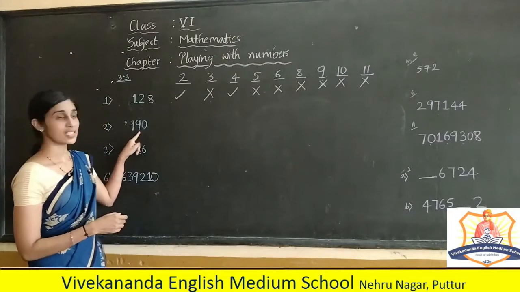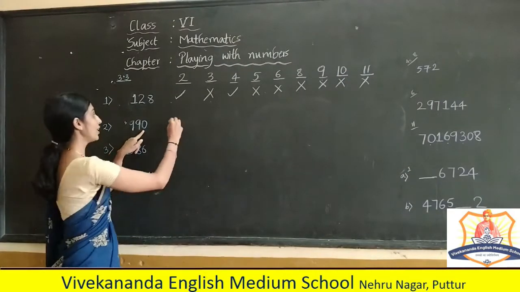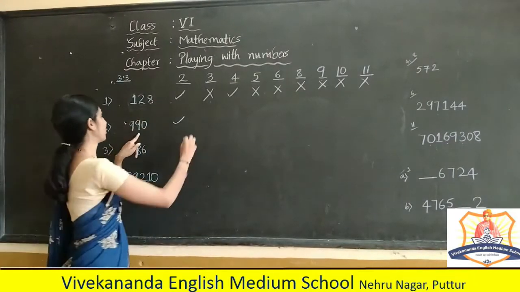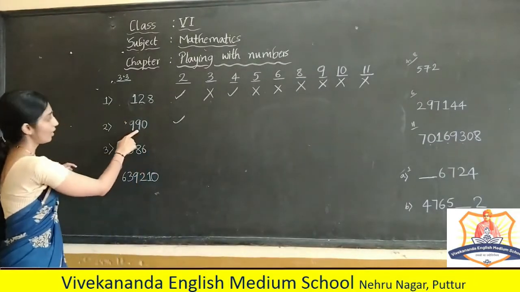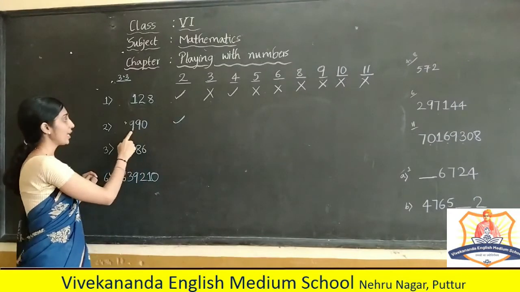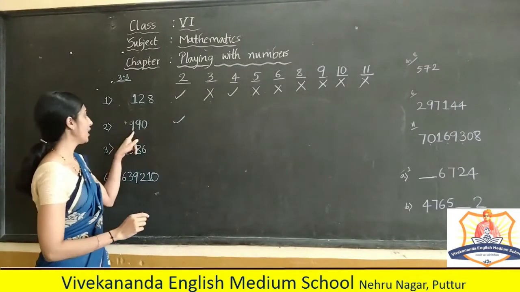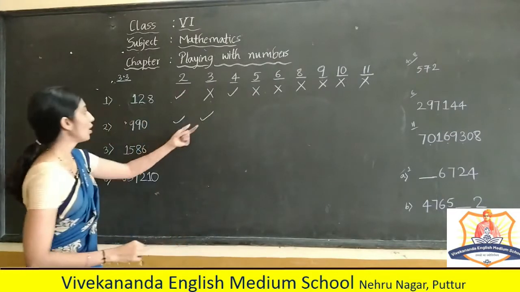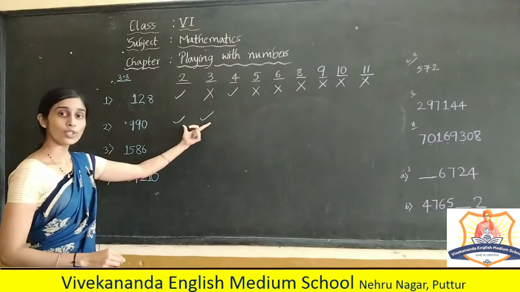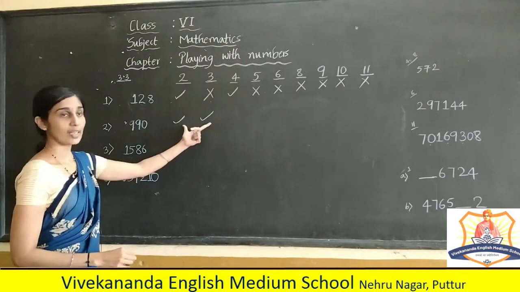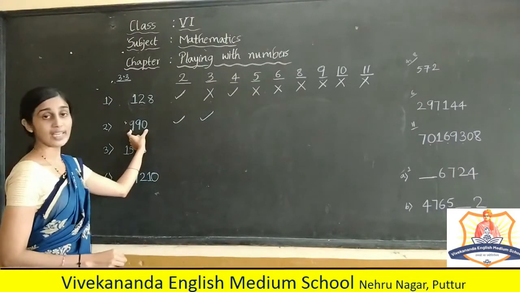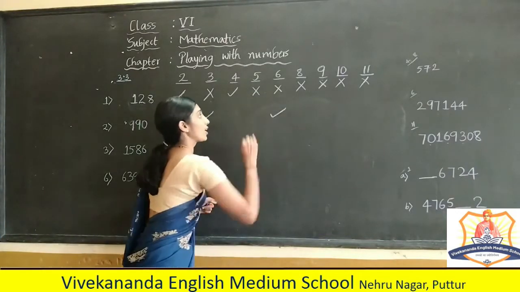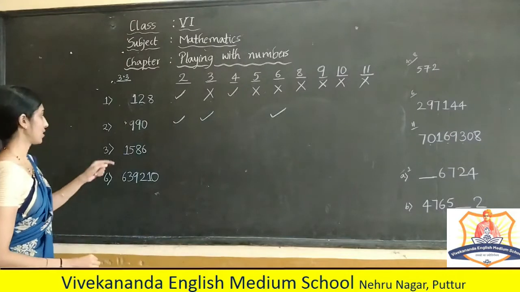Next question. Let us see it quickly. It ends with 0, so divisible by 2. Here, adding all the digits, 9 plus 9 is 18. 18, yes, of course, it is divisible by 3. So 2 and 3, both the numbers, right? 990 can be divided by 2 and 3, so it is also divisible by 6.